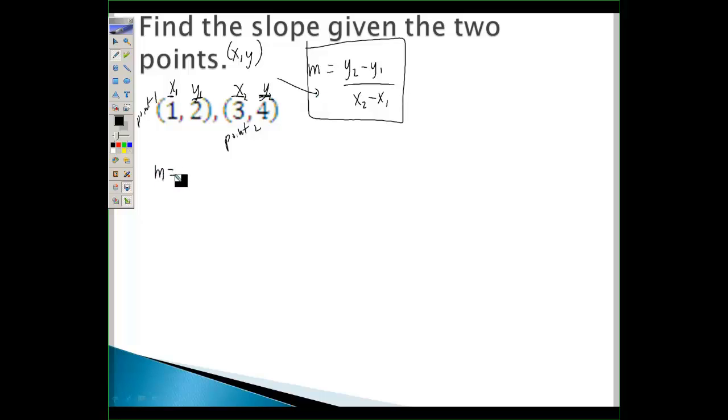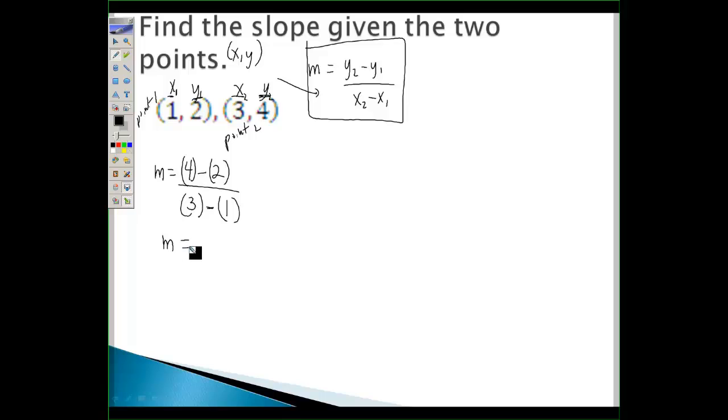I know the slope should equal y2, 4, minus y1, 2. I'm going to go ahead and plug everything in parentheses. And on the bottom I have x2, which is 3, minus x1, 1. This method of finding slope only works when you are given 2 points. So when you're given 2 points, you need to use this method to find the slope.